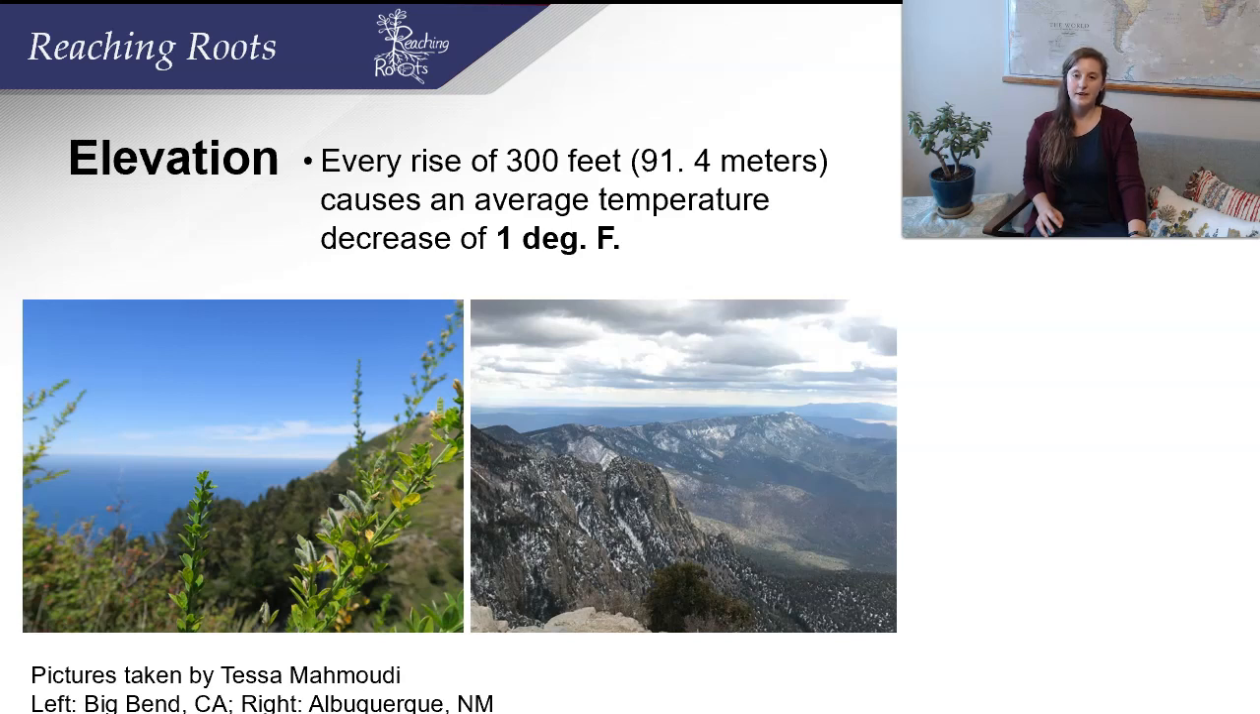This is because as you get higher into the mountain, the particles are going to be more spread out. This means that they're going to have less energy and less heat. So as the particles are bumping into each other less, there's less energy, and therefore it's going to get colder.